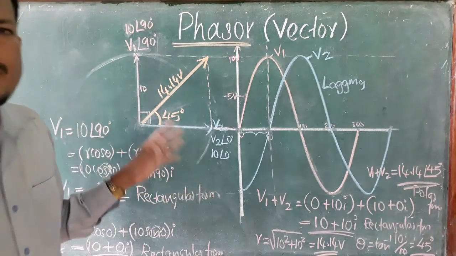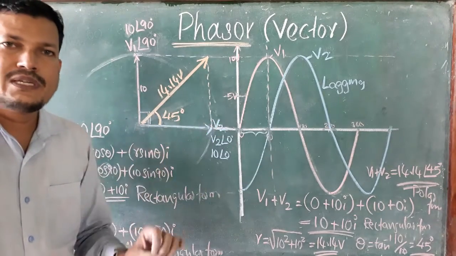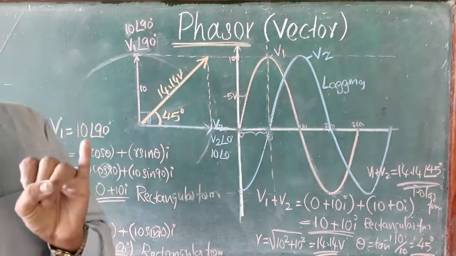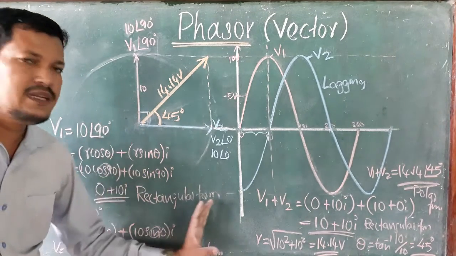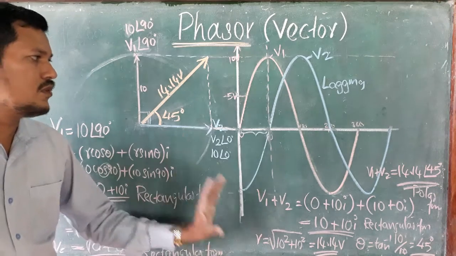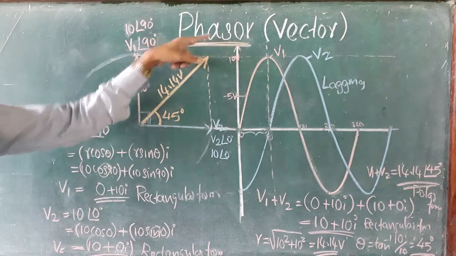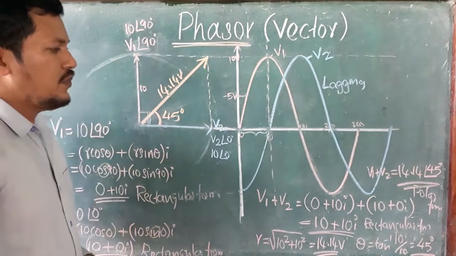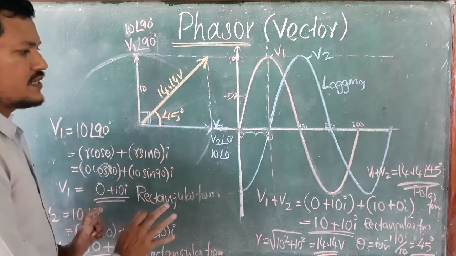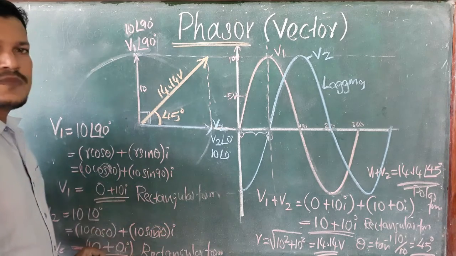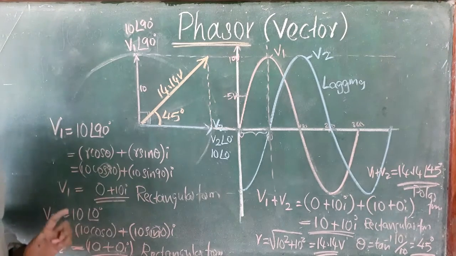In DC it is very simple, but in AC the addition of voltage or addition of current, all the calculation is done in complex format. So for complex format we want to convert the alternating quantity into phasor. One very important point: everyone should understand what a phasor is and what the advantage of a phasor is. Everything we are going to do is only for easy calculations.